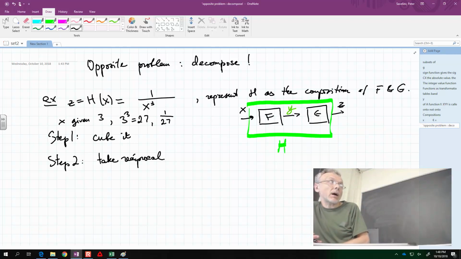Either way, these are algebraic steps, without doing any extra algebra. You cannot really carry out 1 over x cubed in one step, unless there is a... You should think about buttons on your calculator. You cannot compute 1 over x cubed by pushing only one button, unless there is a function that's specifically designed to do this particular problem, which is not the case. So you would have to push cube first and then the reciprocal second. So these are the two steps.